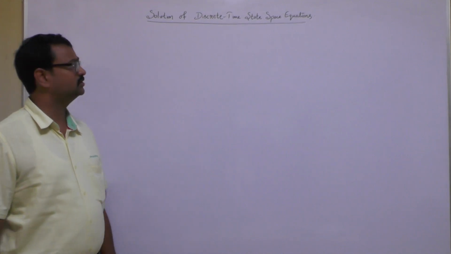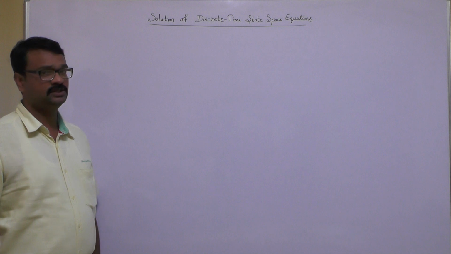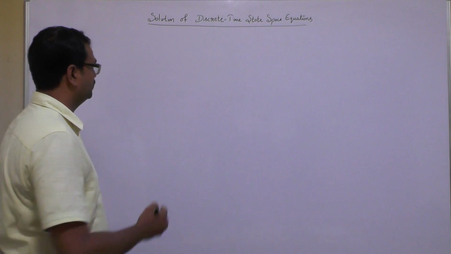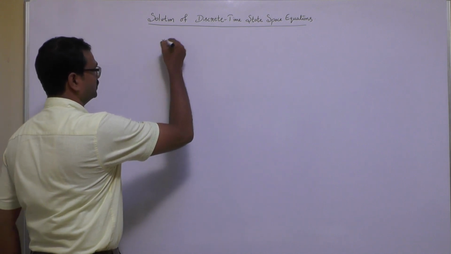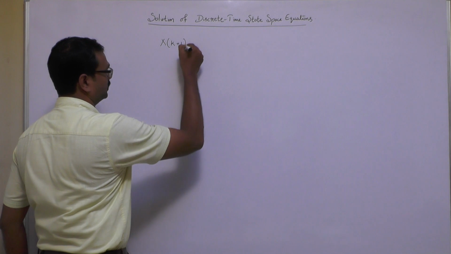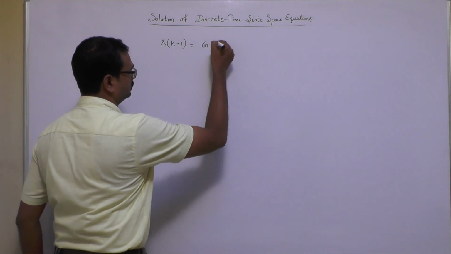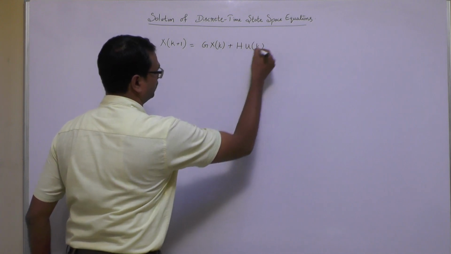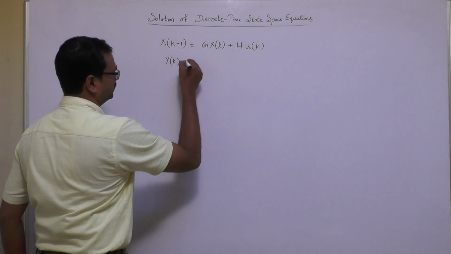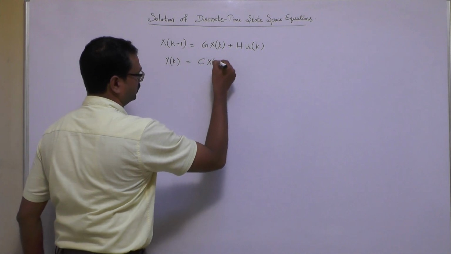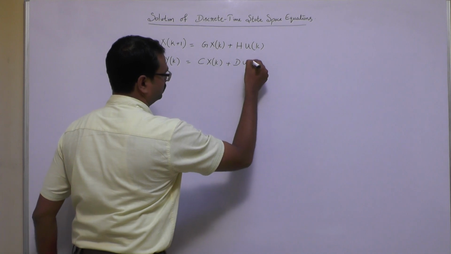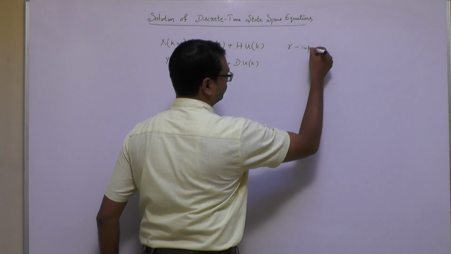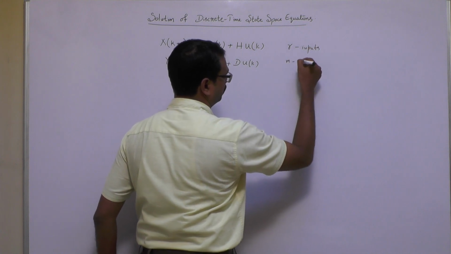Welcome to the lectures on discrete time control systems, and today's topic is the solution of discrete time state space equations, where we have the state space equations x of k plus 1 is equal to g into x of k plus h into u of k, and y of k is equal to c into x of k plus d into u of k, where we have r number of inputs and m number of outputs.